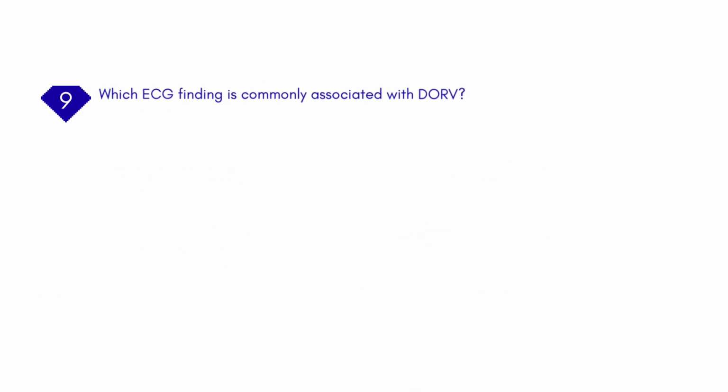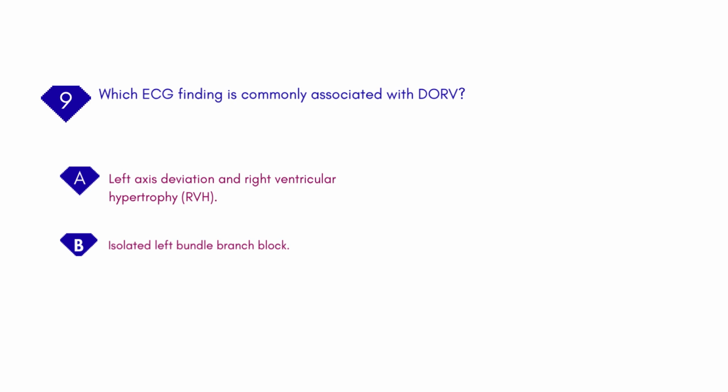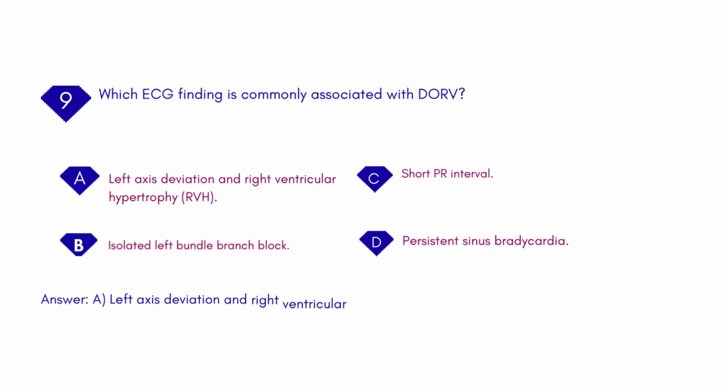Which ECG finding is commonly associated with DORV? A. Left axis deviation and right ventricular hypertrophy, RVH. B. Isolated left bundle branch block. C. Short PR interval. D. Persistent sinus bradycardia. Answer: A. Left axis deviation and right ventricular hypertrophy, RVH.